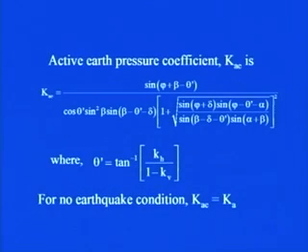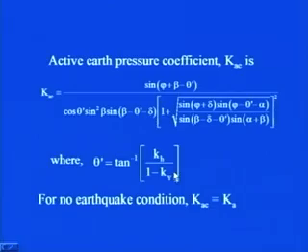Then in this case the active earth pressure coefficient, that is KAE, is defined by this particular expression, where phi is the angle of internal friction, beta is the angle of the back face of the wall from horizontal, and delta is the angle of wall friction. Theta prime is defined as tan inverse of KH upon 1 minus KV. So from where we are calculating this KH and KV, our code is giving some guideline related to this.